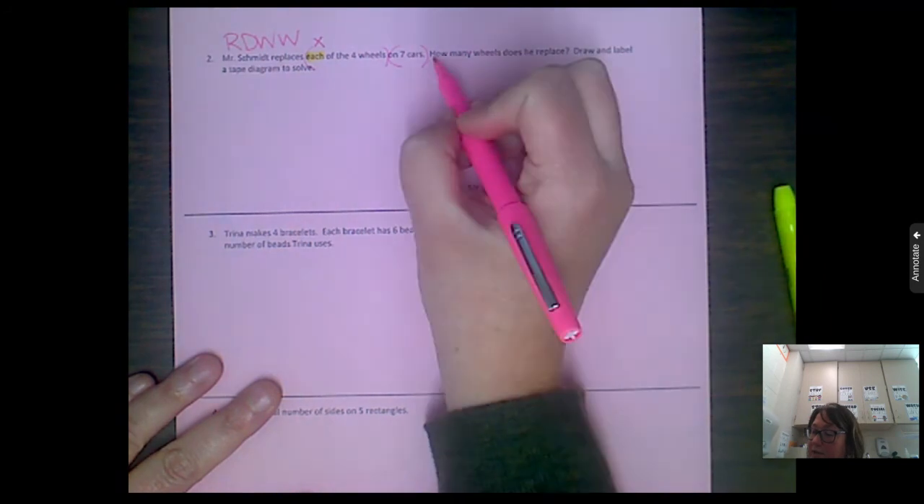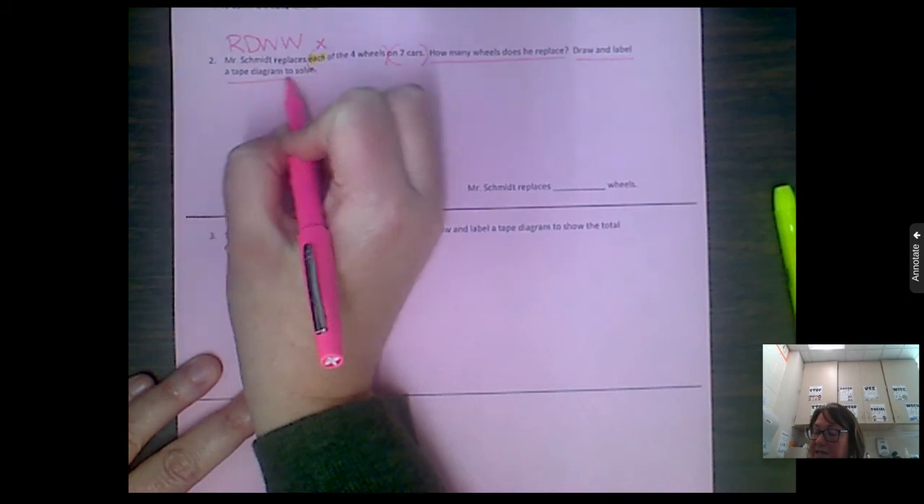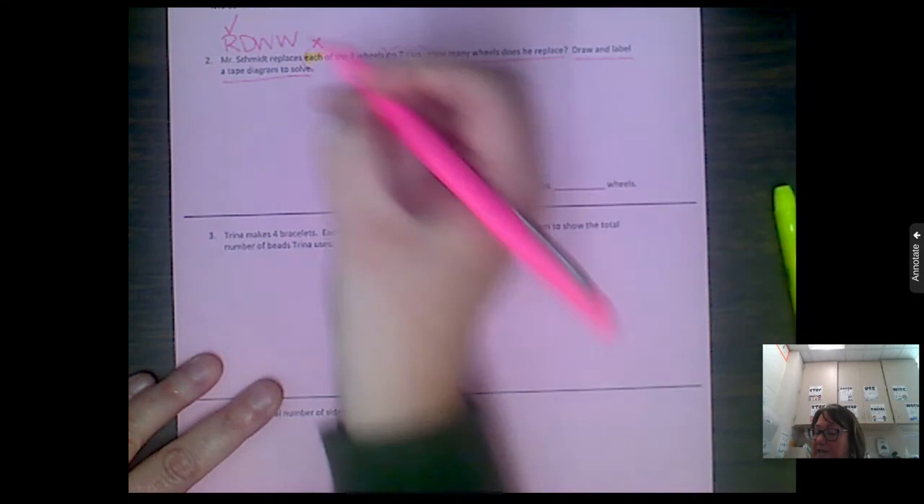Okay. I'm going to underline my question. How many wheels does he replace? Draw and label a tape diagram. So that tells me I'm going to make a tape diagram. I did my read. I'm ready to draw that tape diagram.